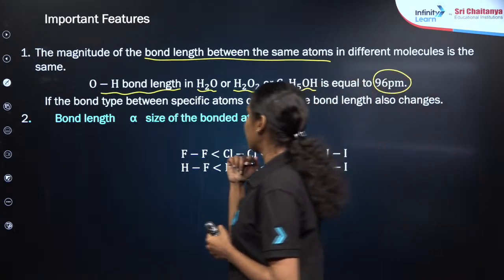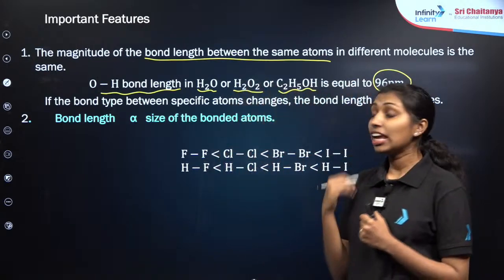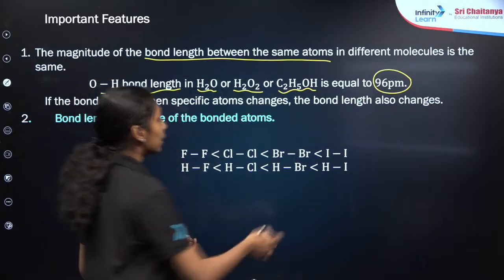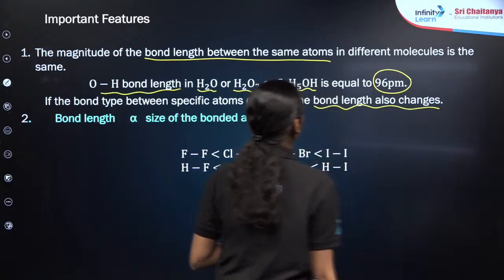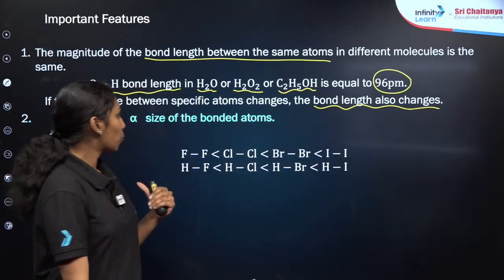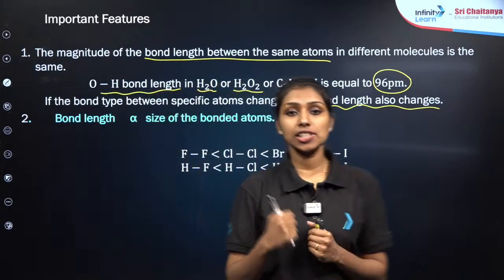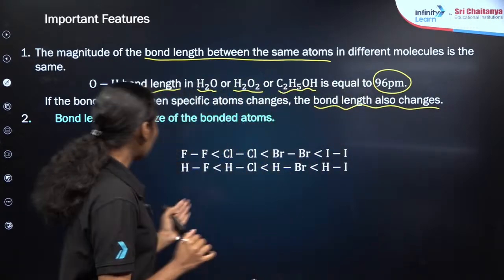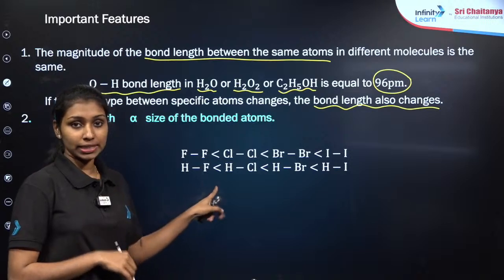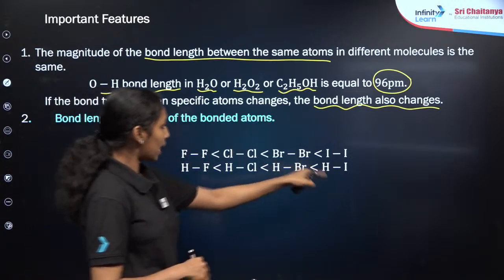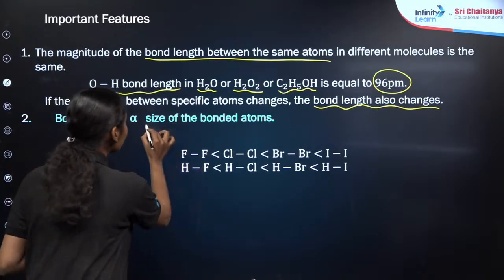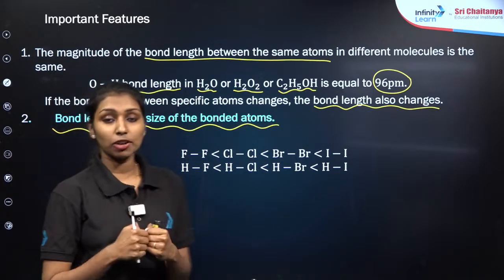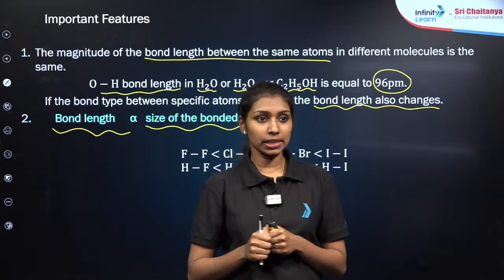Now, the second point is that in the case of different molecules, if the bond type is different, then the bond length also changes. Just opposed to this, right? Now, what will happen to the size of the atoms? If the size of the atom increases, what will happen to the bond length? For example, if I am taking our halogen group, starting from fluorine, chlorine, bromine and iodine, which means that as the size of the bonded atom increases, bond length also increases, which means that there will be a directly proportional relationship, right?